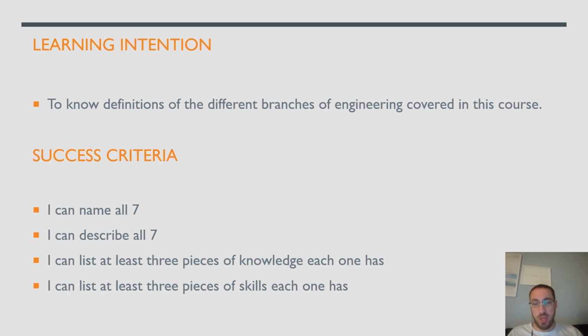1, can you name all 7? Try it right now. Pause the video. Can you name all 7? Once you can, can you describe all 7? Could you explain to me roughly what each one does? What's the difference between electrical and electronics engineers? Then, can you list 3 pieces of knowledge that each one has and 3 skills that each one would need?